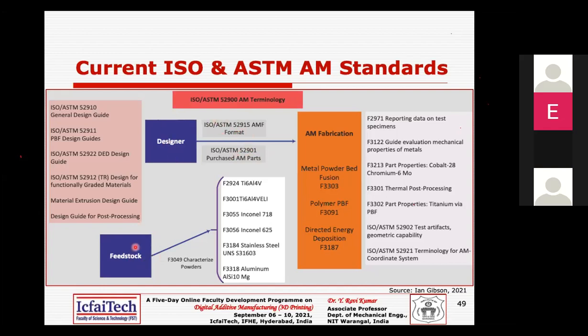And if you're talking about the feedstock, you have certain standards for different materials, such as Ti-64 or ELI, a kind of composition in titanium, or Inconel, or even stainless steel or aluminum. Or you have general design guidelines and design guidelines for your additively manufactured parts. And for the fabrication side, again for metal powders or polymer powders or DED systems, you have different standards. You cannot standardize everything. That is another issue.